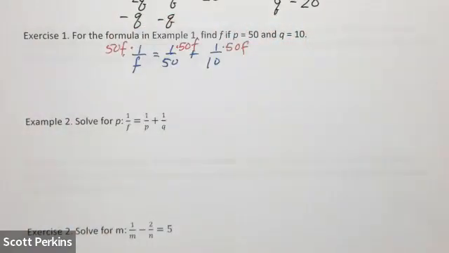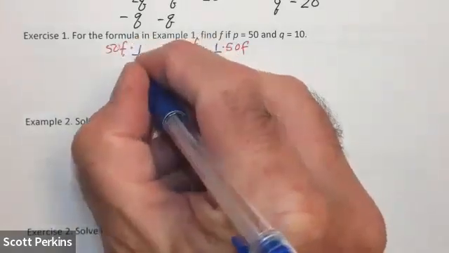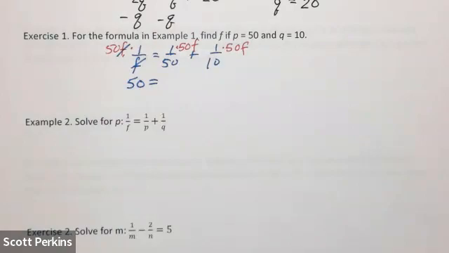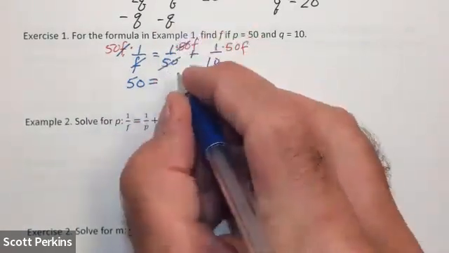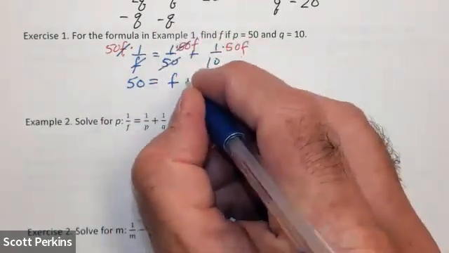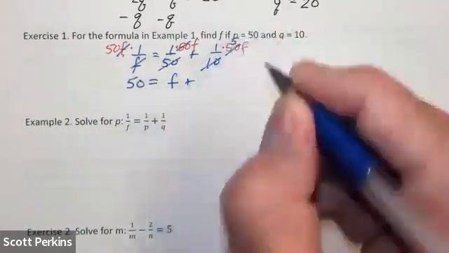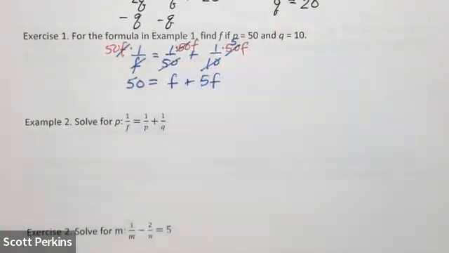So we multiply everything by that 50f. The first fraction, the f's cancel, and I just have 50, great. The second fraction, the 50s cancel, and I've got 1f or f. And then the last fraction, 10 goes into 50 5 times, and I have 5f. So we get rid of the fractions. We have 50 is equal to f plus 5f.